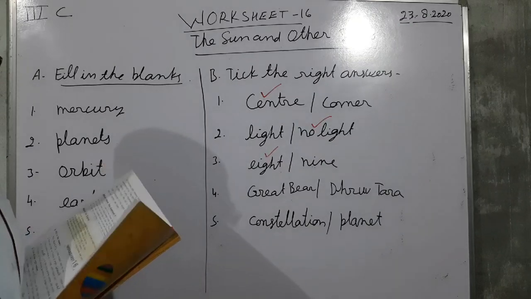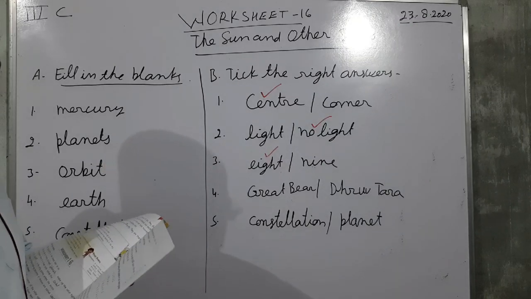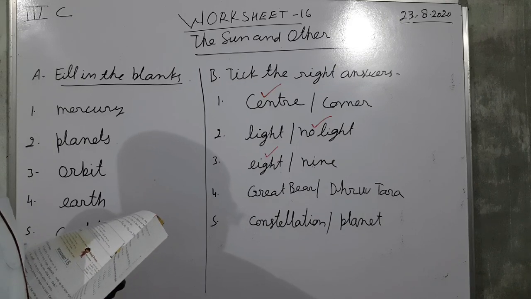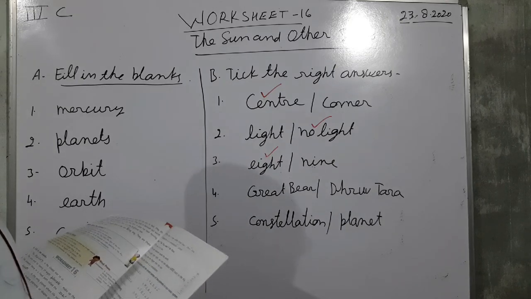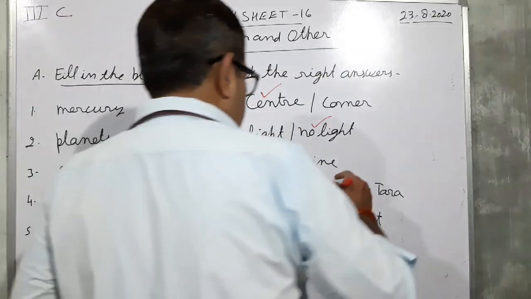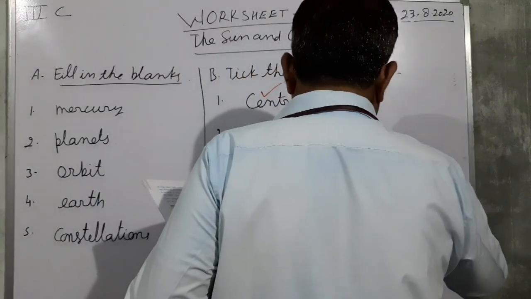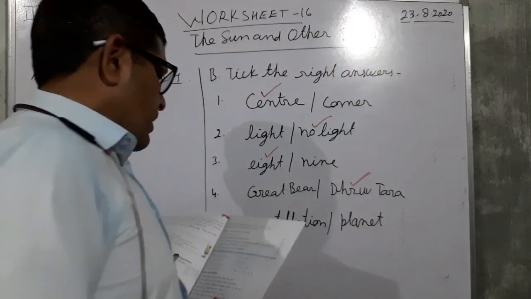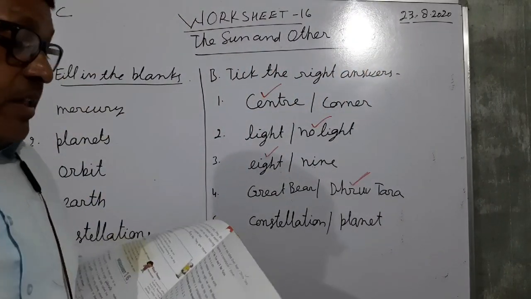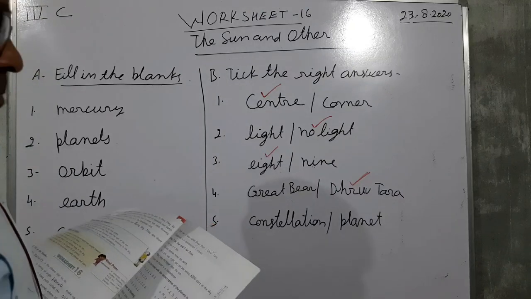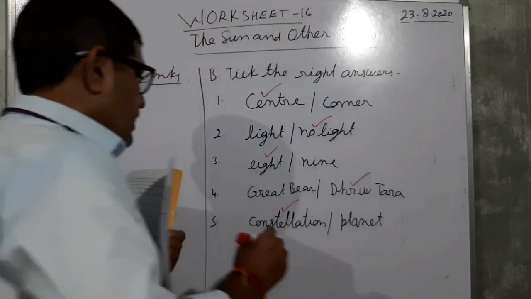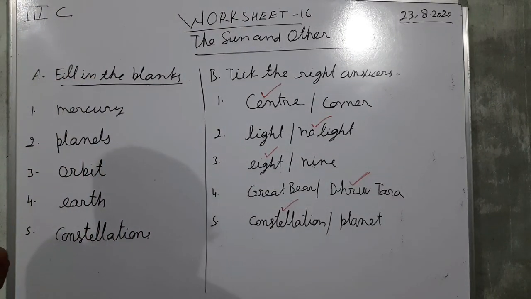Now see next, pole star is also called the Great Bear or Dhruv Tara. So as you know, it is also called Dhruv Tara. Now see next, Saptarshi is a constellation or a planet. So here constellation is the correct answer.